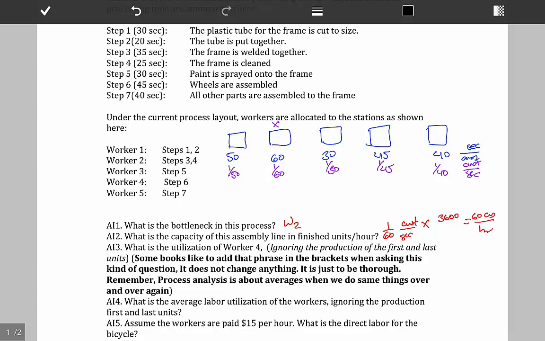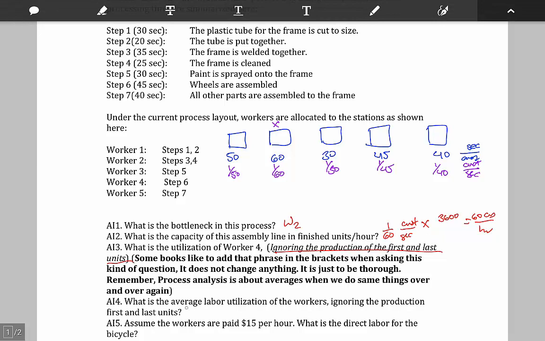Be careful about this phrase. People sometimes like to say "ignoring the production of the first and last units" in almost every question related to process analysis. I don't use it as much. It's just to understand that it is a process analysis. We are only studying when things are stable.